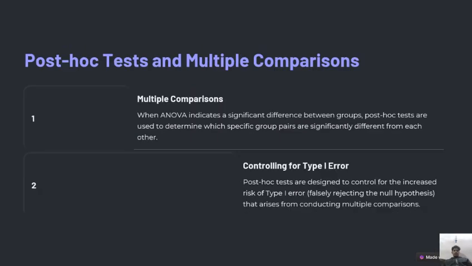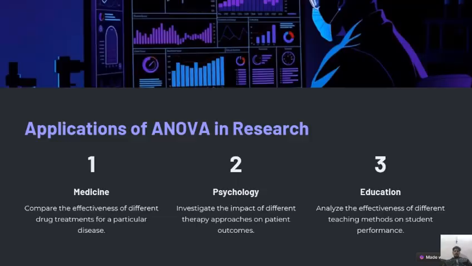Post hoc tests and multiple comparisons. Multiple comparisons: when ANOVA indicates a significant difference between groups, post hoc tests are used to determine which specific group pairs are significantly different from each other. Controlling for type 1 error: post hoc tests are designed to control the increased risk of type 1 error that arises from conducting multiple comparisons.